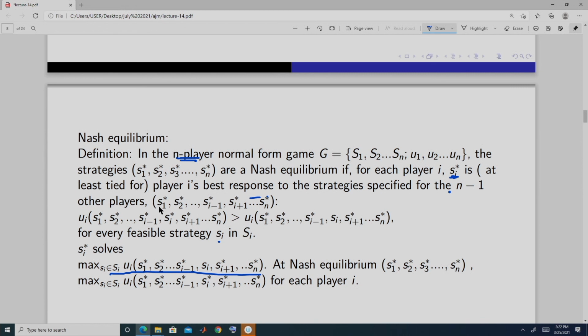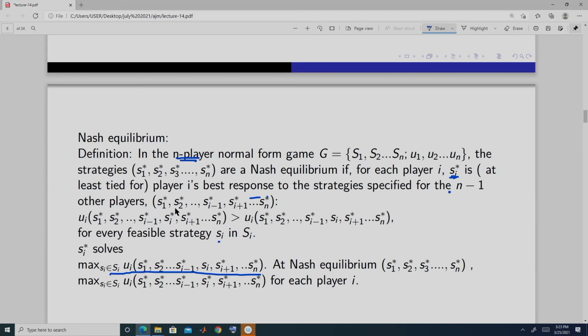So, when player 1 is choosing, Si star should maximize the payoff of player 1 when all other players are choosing their strategies, like player 2 is choosing S2 star, player 3 is choosing S3 star, player 4 is choosing S4 star, like this. So it is actually a maximization problem for each player.